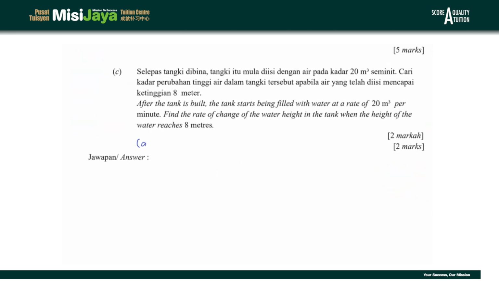Okay, so for question A, the volume given is 1000. And we know that the volume formula for a cylinder is pi r square h, and this equals 1000. Okay, so our h will be 1000 over pi r square. Okay, so now they want us to find the cost.